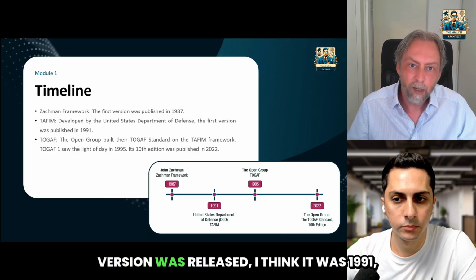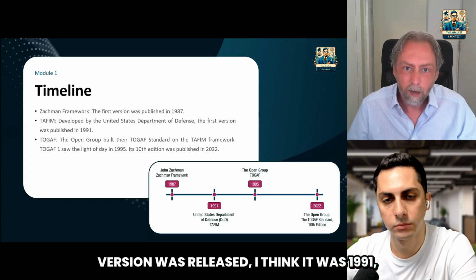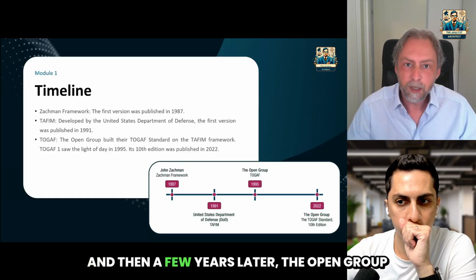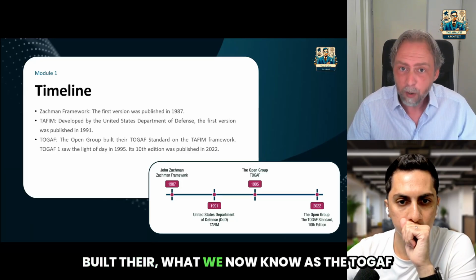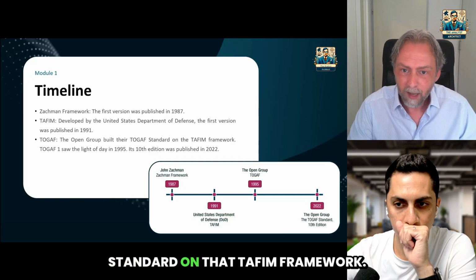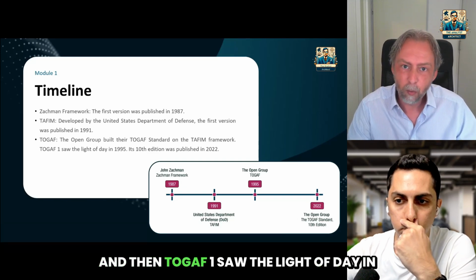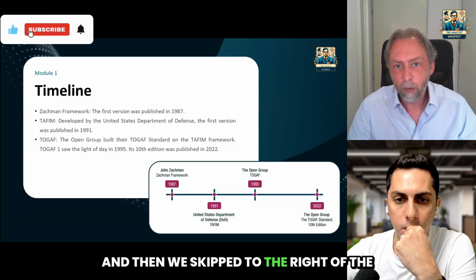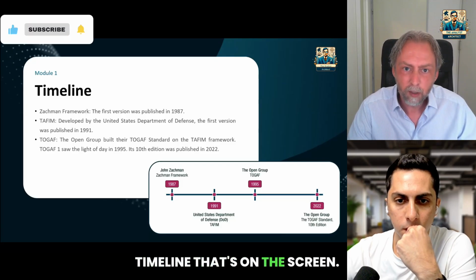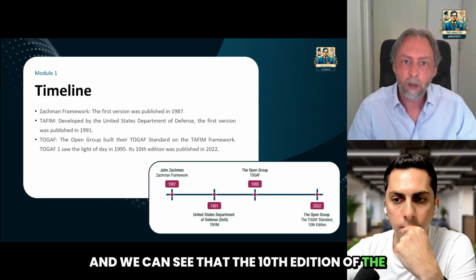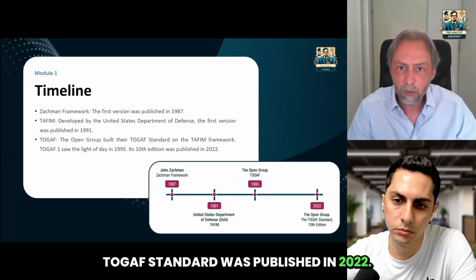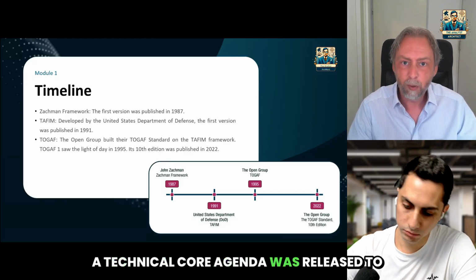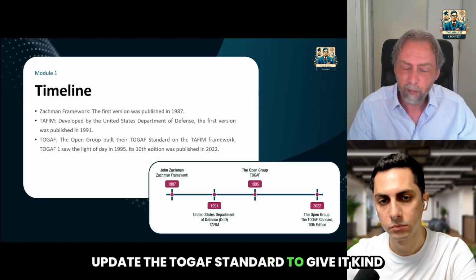The first version was released, I think it was 1991, and it was developed by the United States Department of Defense. And then a few years later, the Open Group built what we now know as the TOGAF standard on that TAFIM framework. And then TOGAF 1 saw the light of day in 1995. And then we skip to the right of the timeline, and that's on the screen. And we can see that the 10th edition of the TOGAF standard was published in 2022. And more recently, actually in May of this year, a technical corrigendum was released to update the TOGAF standard, to give it kind of a refresh.